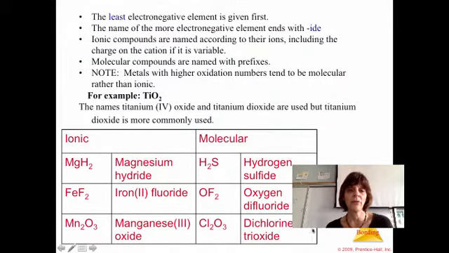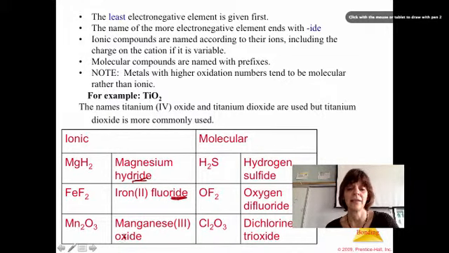Okay, quick review of naming ionic compounds. You start with the metal, end with a nonmetal, and add -ide at the end. Always add -ide unless it's a polyatomic ending in -ate or -ite. But if it's just two elements, it ends in -ide. You add Roman numerals if an atom has more than one possible charge, and we'll practice that in class.